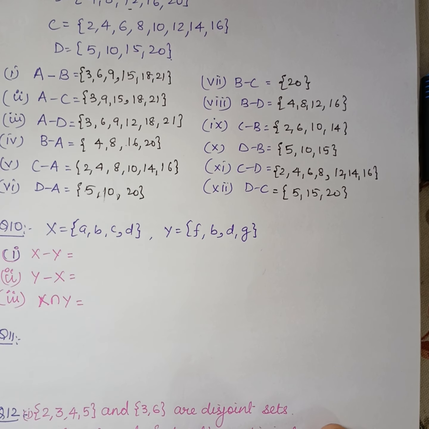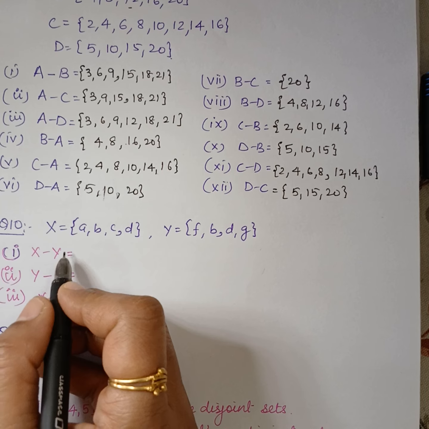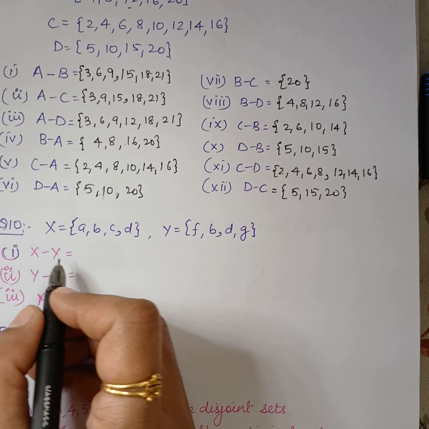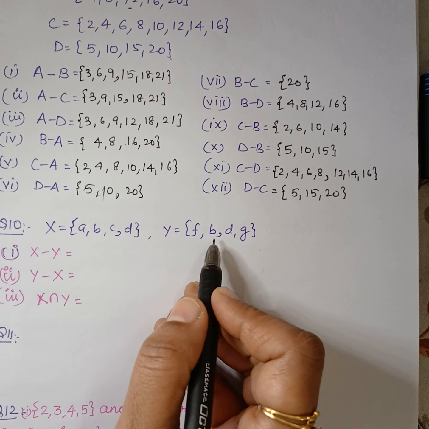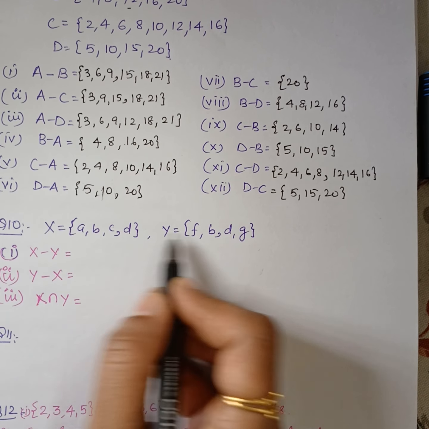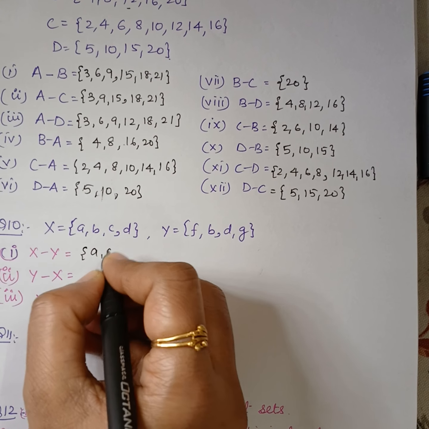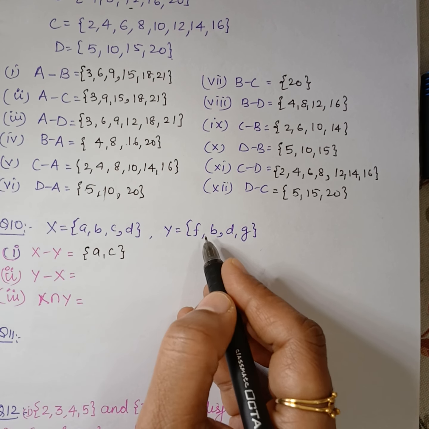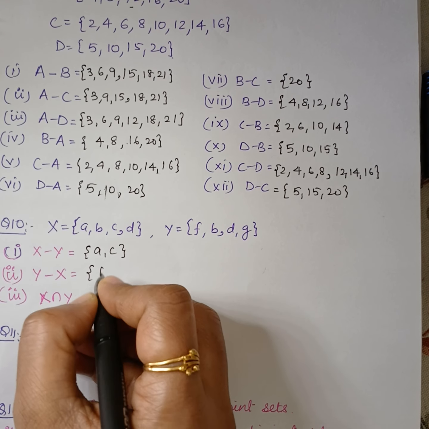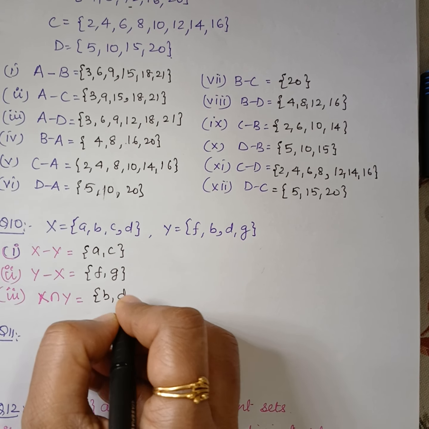Then we have question number 10. X and Y are given to us. Then we have to find x minus y, y minus x and x intersection y. X minus y means from x I have to remove the elements of y. In y and x I have b and d common. So from x I have to remove b and d. So I will write a. Now y minus x, from y I have to remove a, b and d. So we will get f comma g. Now what is their intersection? Intersection is b comma d.